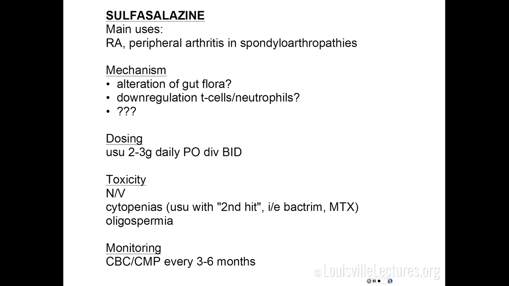The risk is cytopenias. Don't see it very often, but it can happen, especially if they're on another agent that can cause cytopenias, like Bactrim or methotrexate or another marrow-suppressive agent. And it can cause oligospermia in men. The monitoring, it's not as toxic or not felt to be as toxic as methotrexate or leflunomide, so maybe twice a year, 3 times a year, I'll check a CBC and a CMP if someone's on sulfasalazine. Usually it's not an issue because they're on methotrexate or something else with it, and so they're getting their labs more frequently because of that.